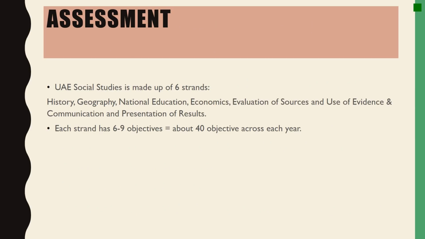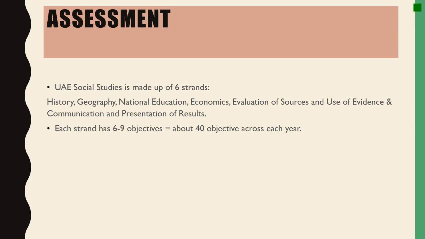Okay, so I imagine a huge question that most people will be asking at this stage is, how on earth are we going to assess UAE Social Studies? We know from the compliance section that we are required to formally assess it, but how? Well, UAE Social Studies is made up of the 6 strands: history, geography, national education, economics, evaluation of sources and use of evidence, and finally communication and presentation of results. Now, each of those 6 strands has 6 to 9 objectives. That's about 40 objectives across each year to assess each child on.